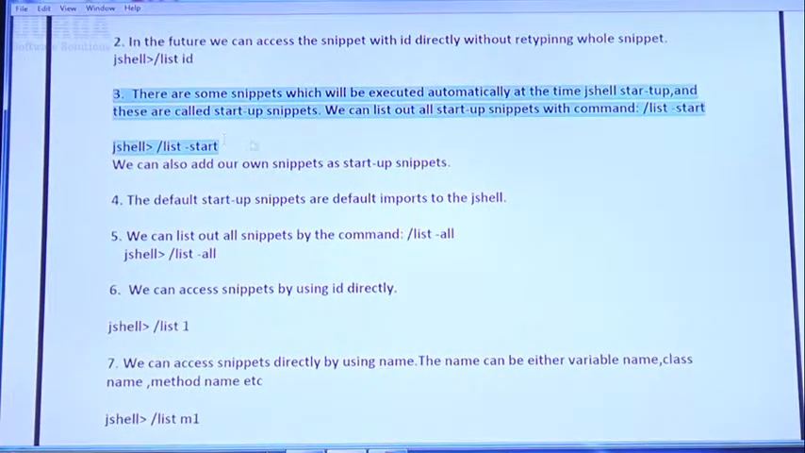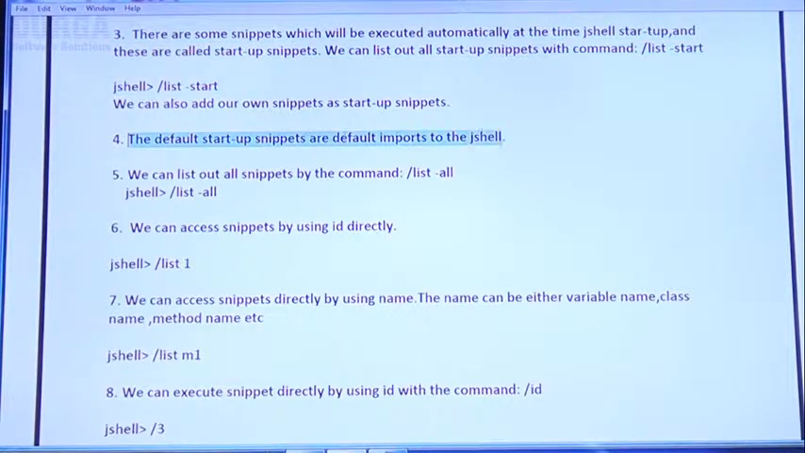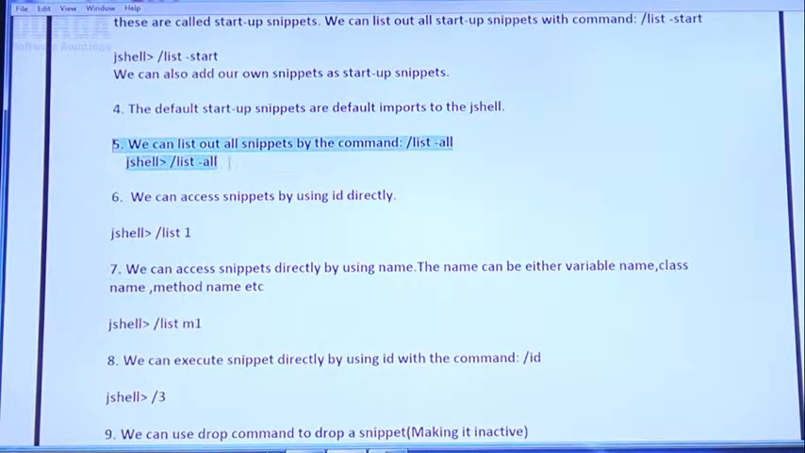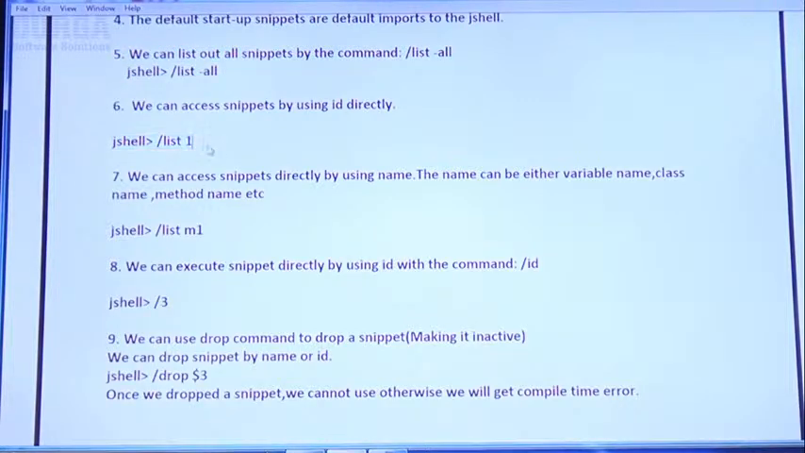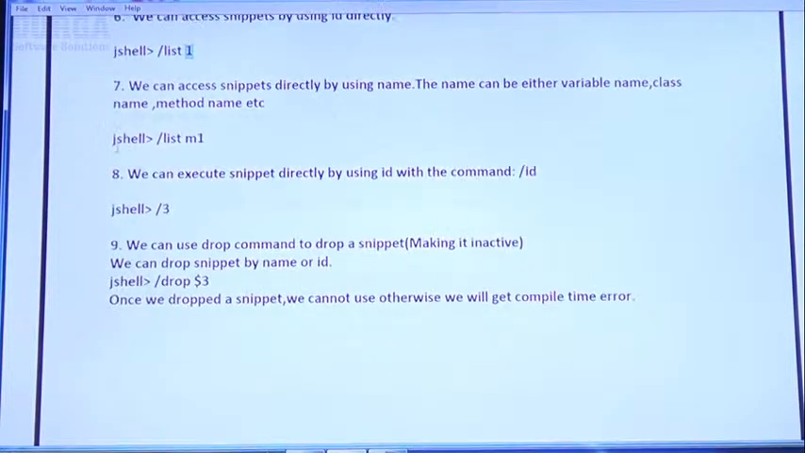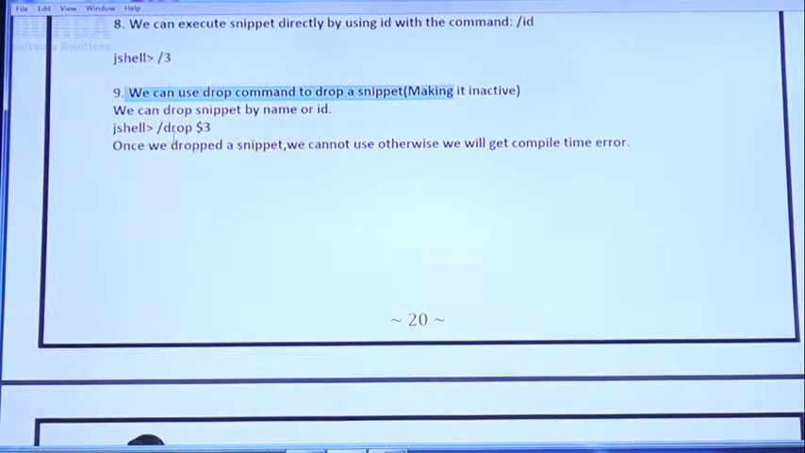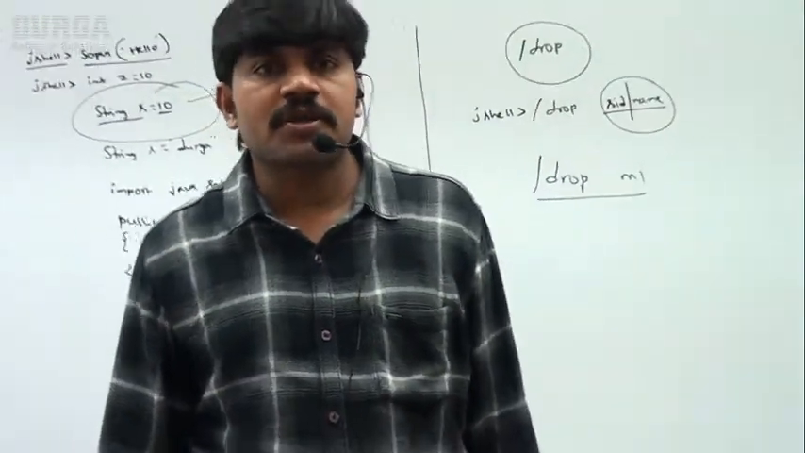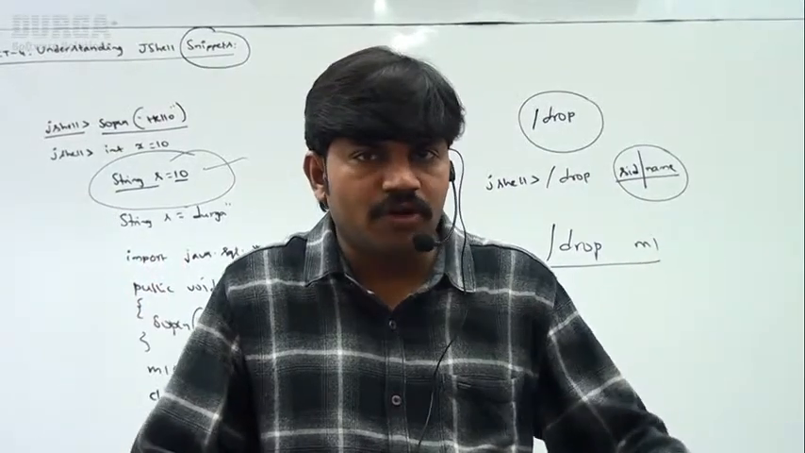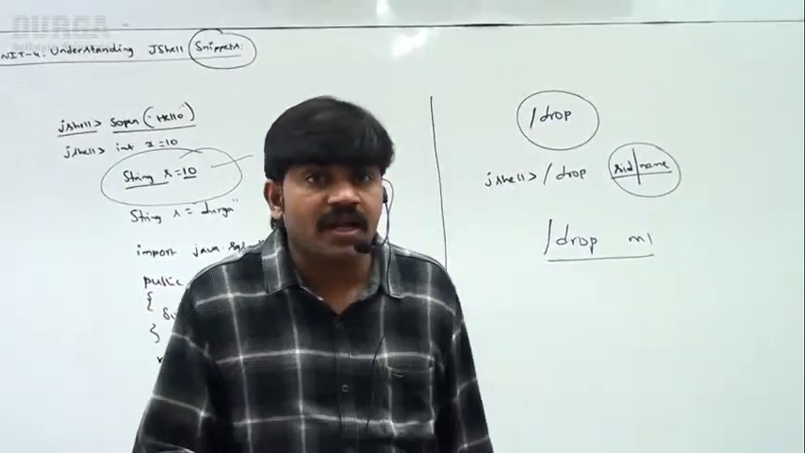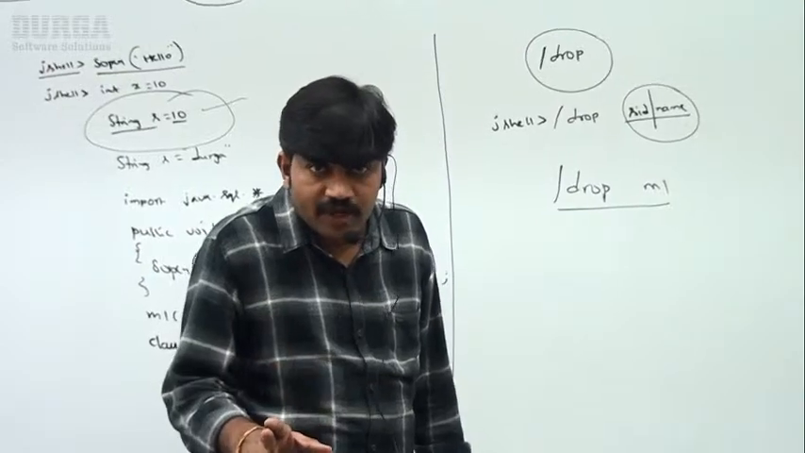Next, what are startup snippets? What is the default startup snippets or default import? Next I want to list out all snippets. Next I want to list only a particular snippet based on the ID. I want to list out based on the name. Next I want to execute the snippet based on the ID, slash 3. We can drop either based on the name or based on the ID. That's all. These are the things you people should be aware of about snippet ID. Over the last 2 or 3 videos, now you are in a position to understand what the snippet ID is. Clear for all, right? That's all.